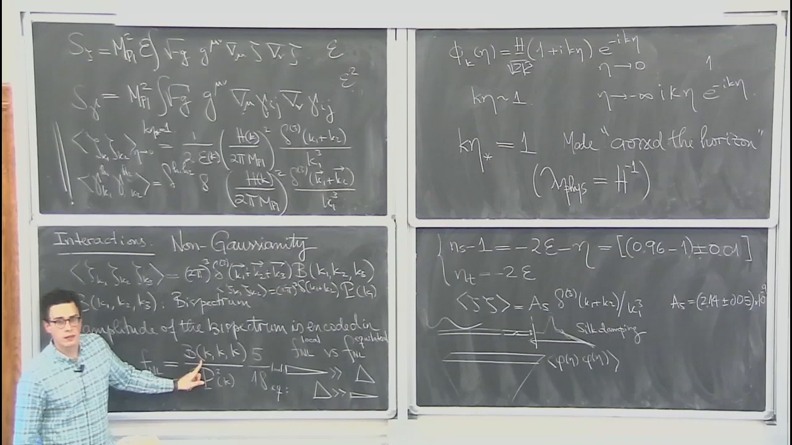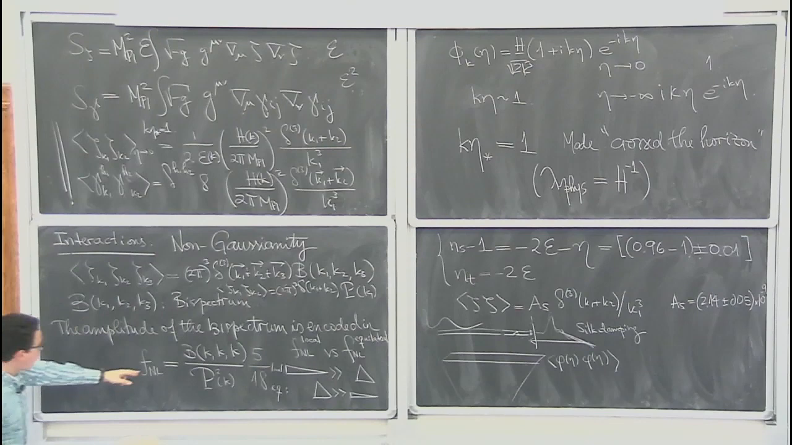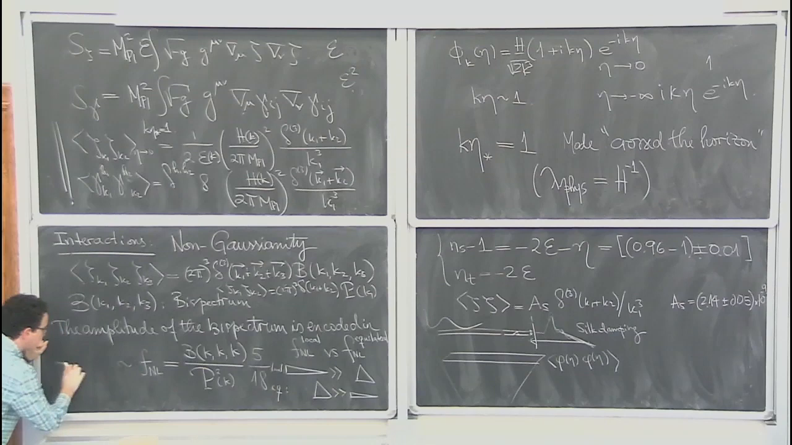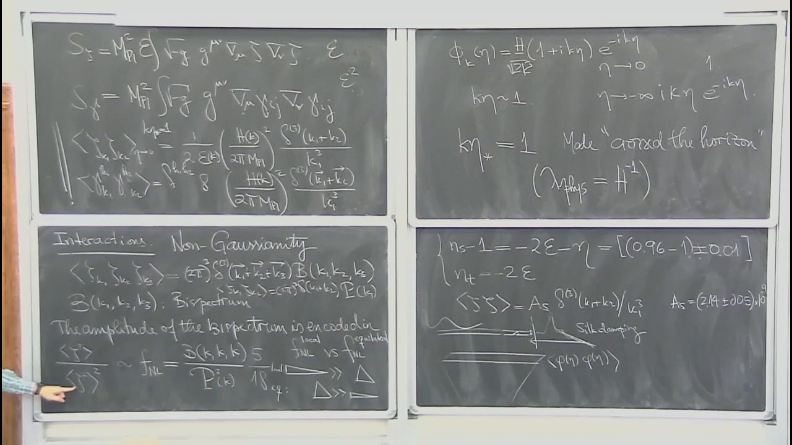Also, notice the following. If I restore back the zetas, roughly speaking, this is like the three-point function, zeta cubed divided by zeta squared squared. Well, first of all, if you're worried about dimensions, this is dimensionless, so it's okay. But it's a little bit of a weird choice because zeta is very small, right? So if you have FNL big, you're still doing very well.